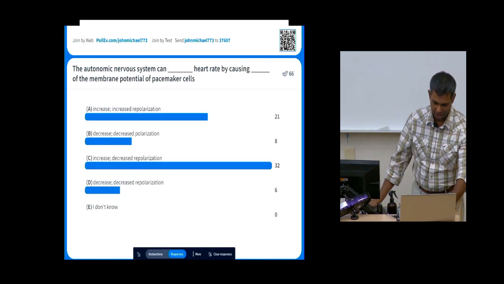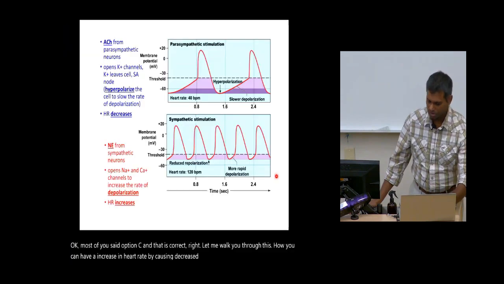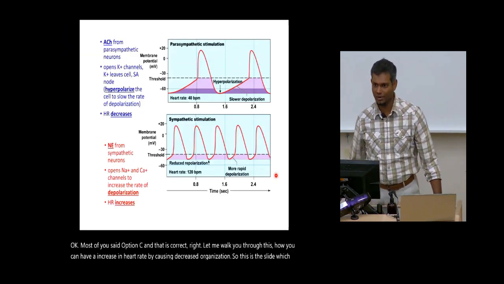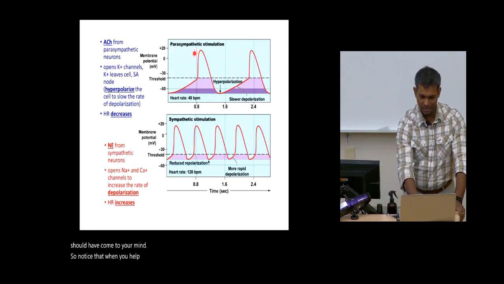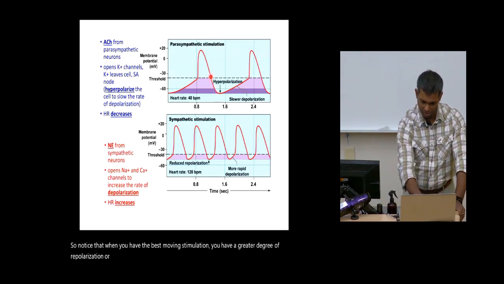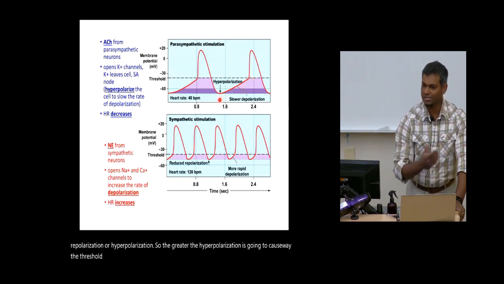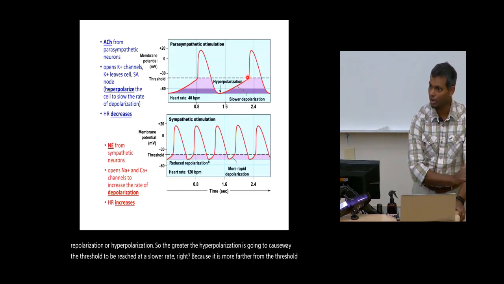Okay, most of you said option C, and that is correct. Let me walk you through how you can have an increase in heart rate by causing decreased repolarization. So this is the slide which should have come to your mind when you read that question. Notice that when you have the parasympathetic stimulation, you have a greater degree of repolarization or hyperpolarization. The greater hyperpolarization is going to cause the threshold to be reached at a slower rate, because it is farther from the threshold. It's going to slow the heart rate.